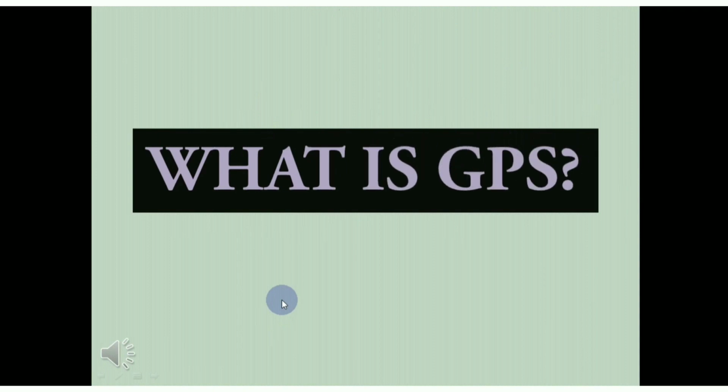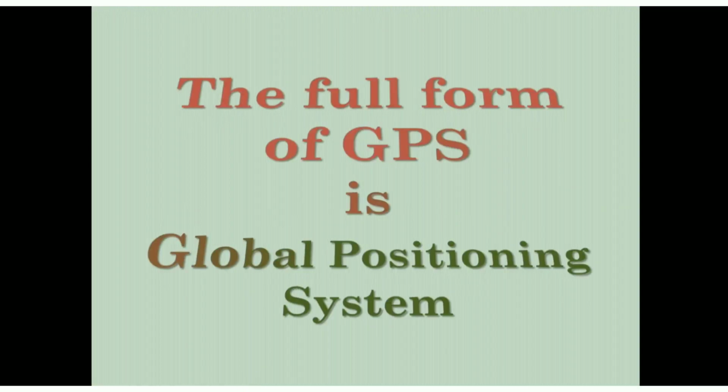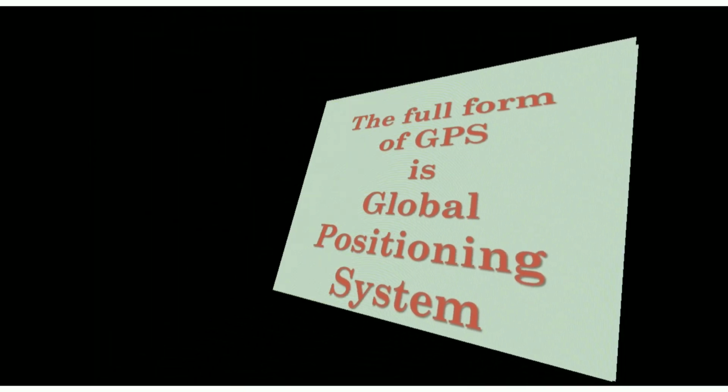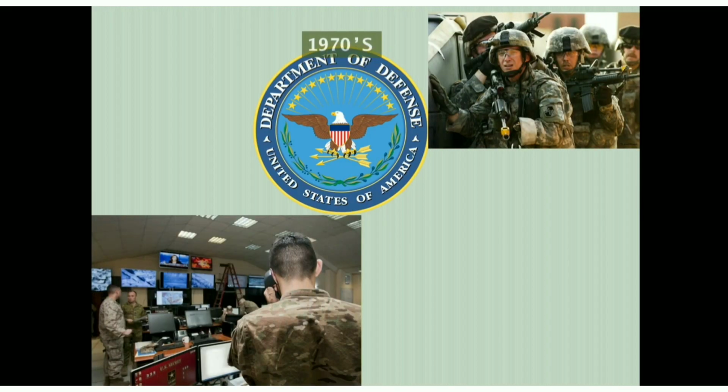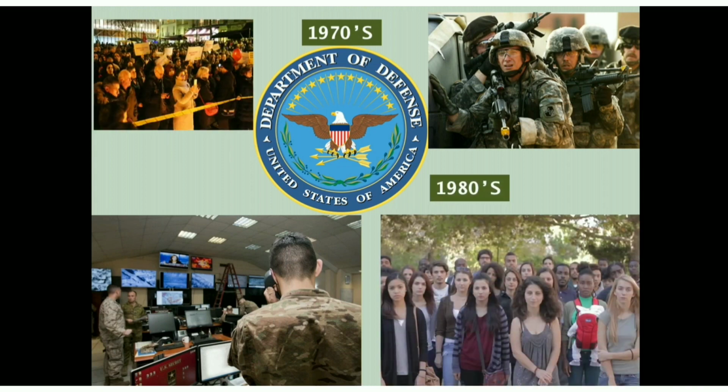Now let's get started. What is GPS? The full form of GPS is Global Positioning System. GPS is a satellite-based navigation system that was first developed by the United States Department of Defense in the 1970s, mainly for military purposes, and later in the 1980s GPS was provided to civilians too.